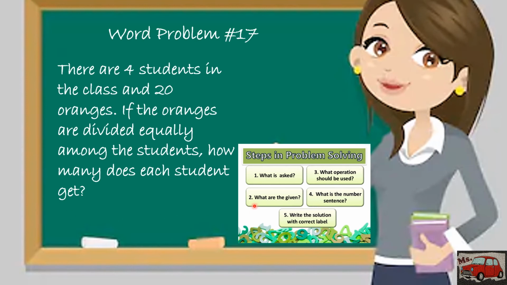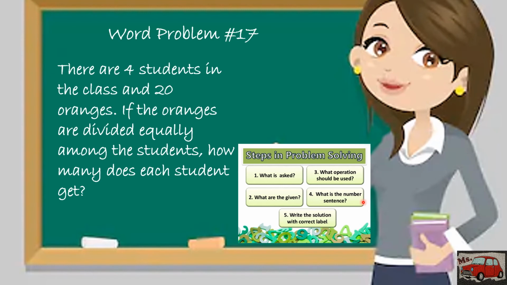Second, what are the given? So we have 4 students and 20 oranges. Third, what operation should be used? So since sinabi na dito na divided equally and each student, so ang operation natin is division.